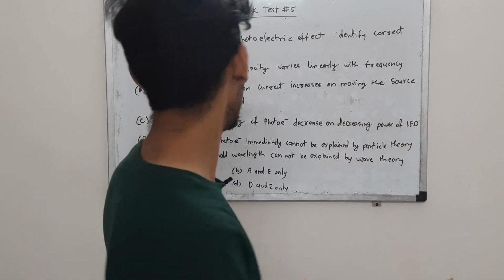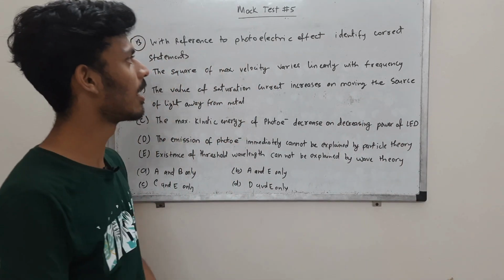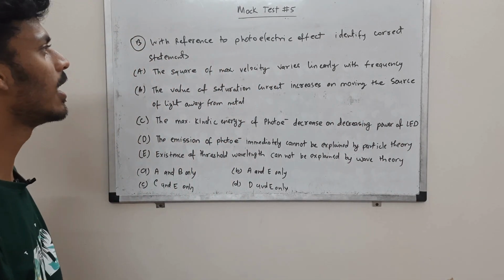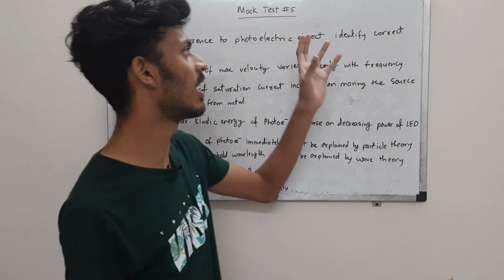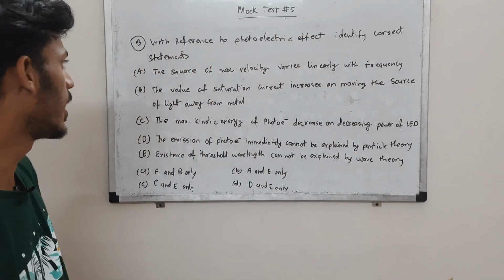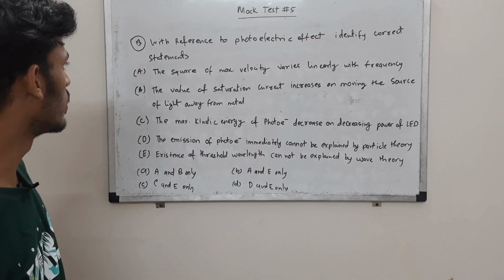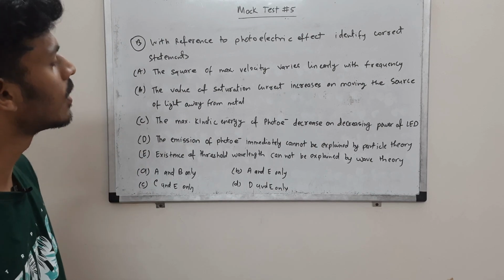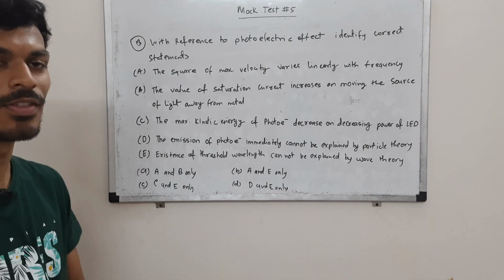Again, that type of question. Here we have a photoelectric effect. We are supposed to identify, in reference to photoelectric effect, which of the following statements are correct, okay. So let's begin. Statement A says the square of the maximum velocity varies linearly with frequency, okay.